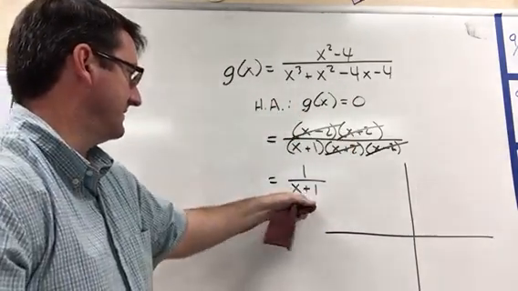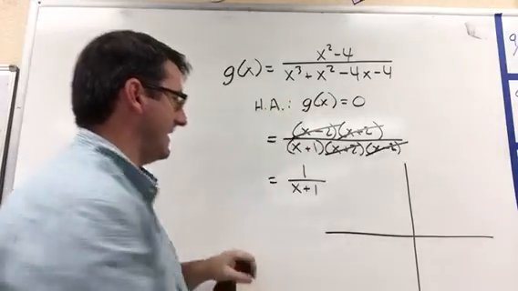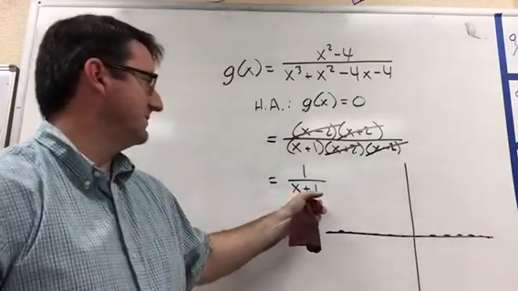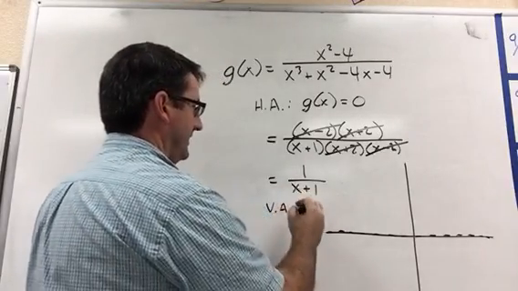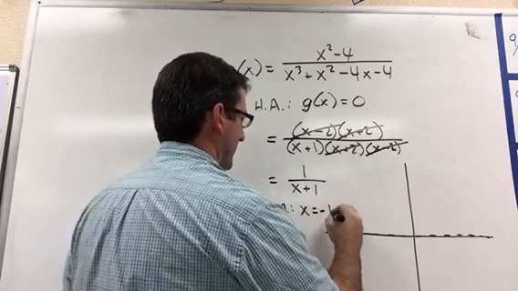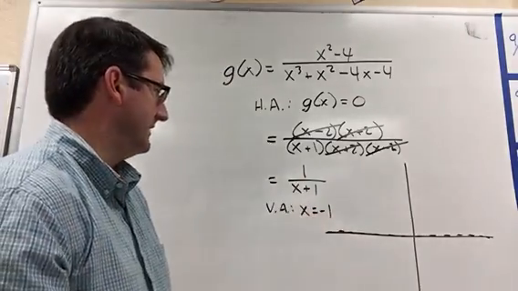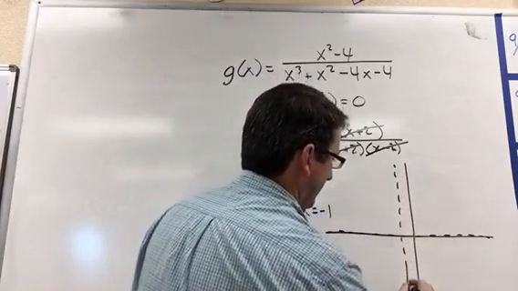Let's graph this function. Notice our horizontal asymptote is going to be at 0. Our vertical asymptote now is going to be at x equals negative 1. Just set x plus 1 equal to 0, and that's where our vertical asymptote is going to be. So that's right here at negative 1.